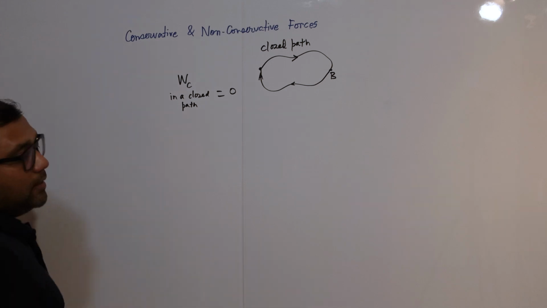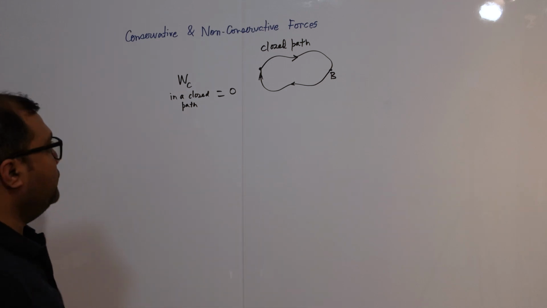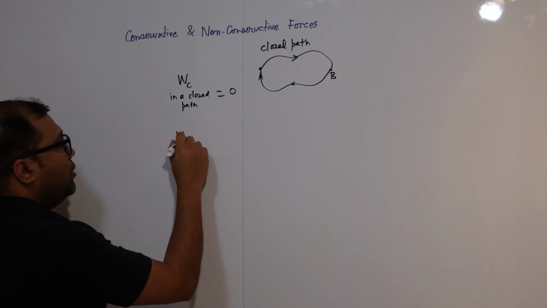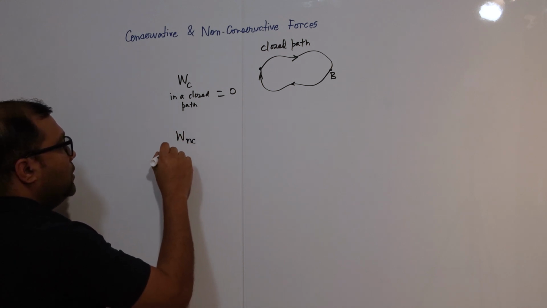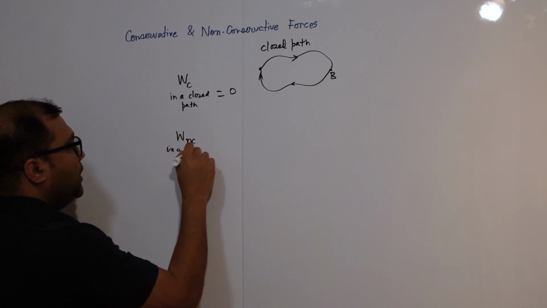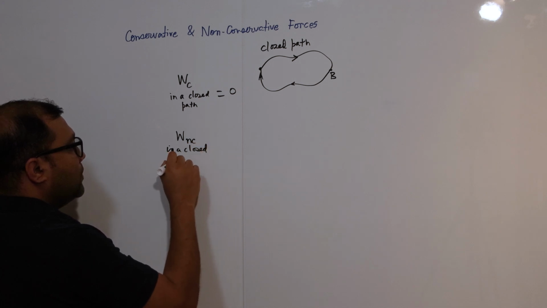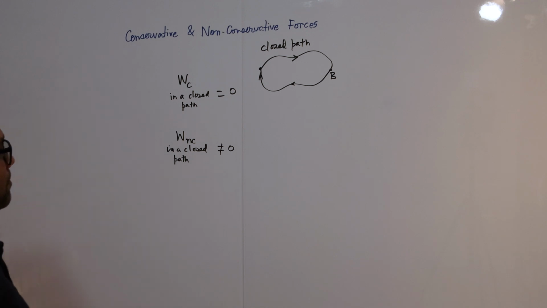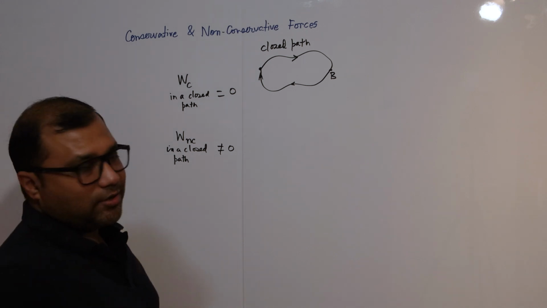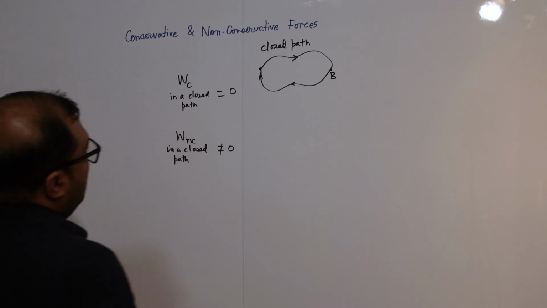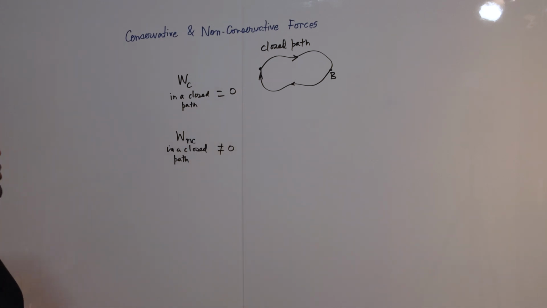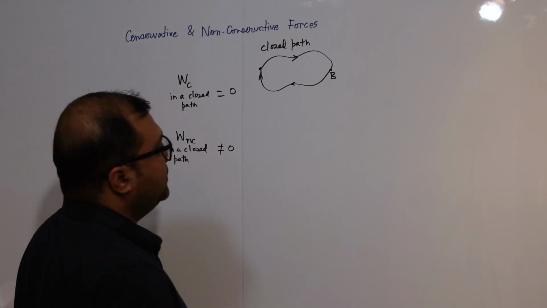Okay. By the same definition of conservative force, we can also infer that work done by a non-conservative force in a closed path is not always equal to 0. Or we can just say it's not equal to 0. Okay. So how can we use this information to make our lives easier?